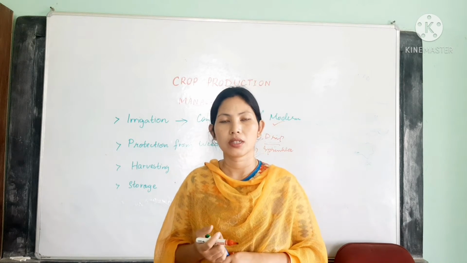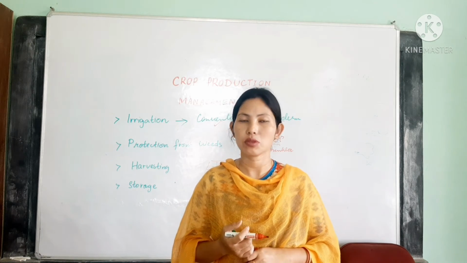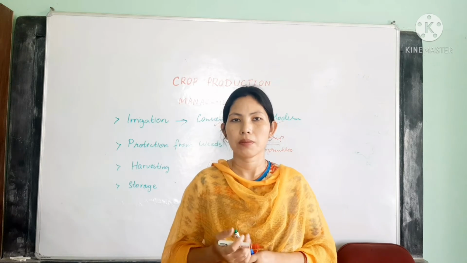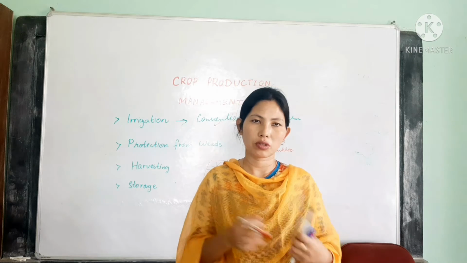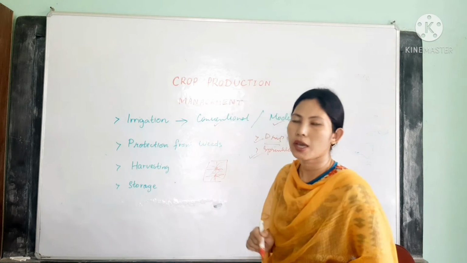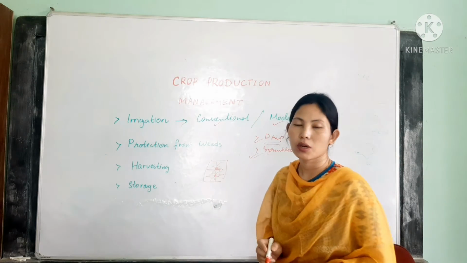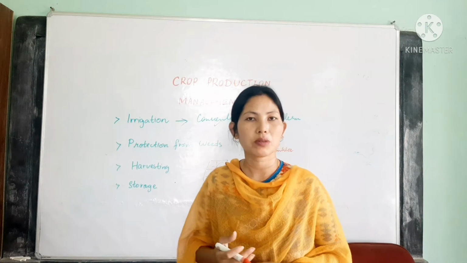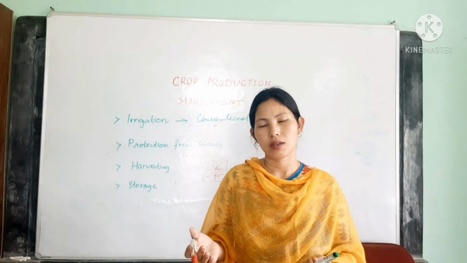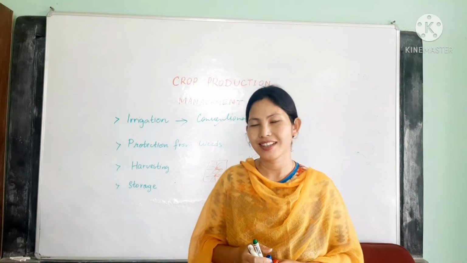But conventional methods are also there, like the moat, rahat, chain pump. But all these conventional methods require physical force to draw out the water. But the drip system and the sprinkler system require power or energy, that is through the motor pump. It can be helped or it can be done, right?